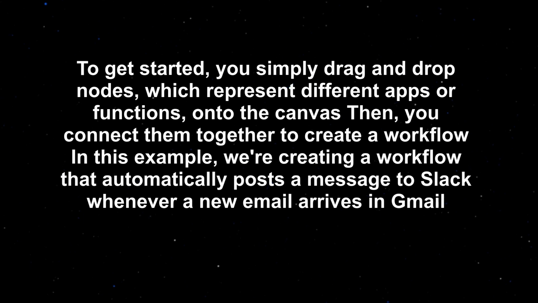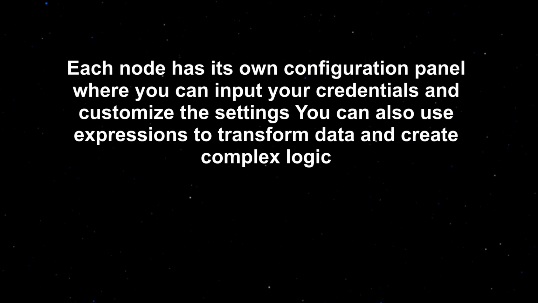In this example, we're creating a workflow that automatically posts a message to Slack whenever a new email arrives in Gmail. Each node has its own configuration panel, where you can input your credentials and customize the settings. You can also use expressions to transform data and create complex logic. Once your workflow is set up, you can test it to make sure it's working correctly, and when you're ready, you can activate it to run automatically in the background.